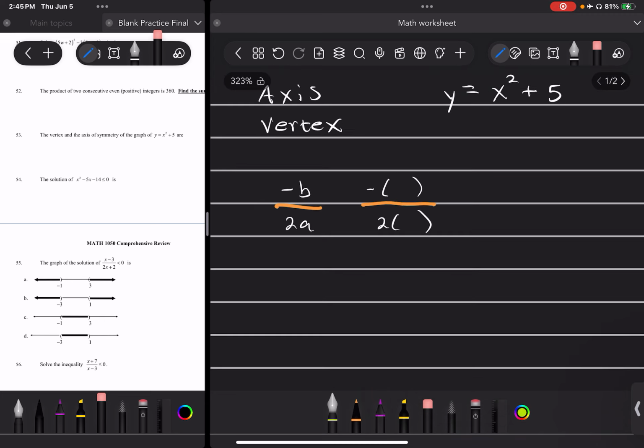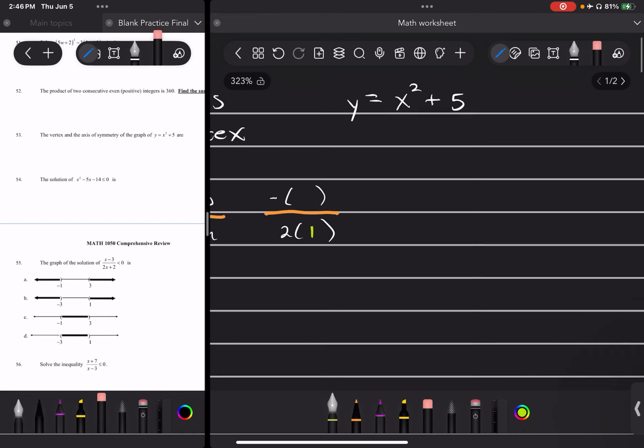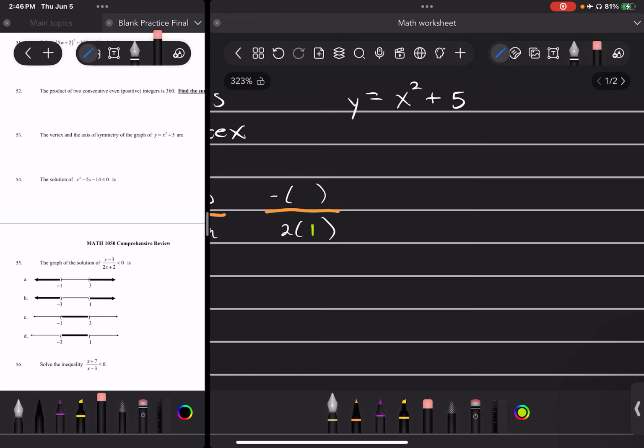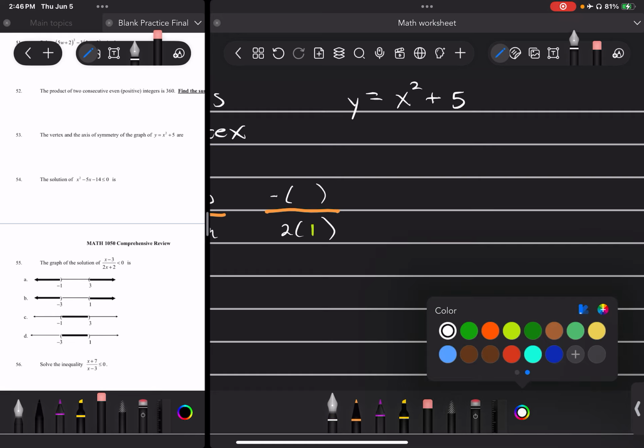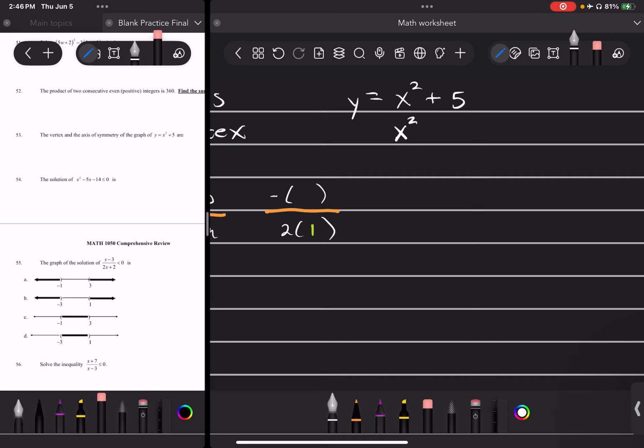So here's the question. What is b? We know that a is 1, but what is b? How many x's are here? Well, we know that we have x squared in the front. We have an unknown number of x's, and then we have 5, right? So what number goes in the center?